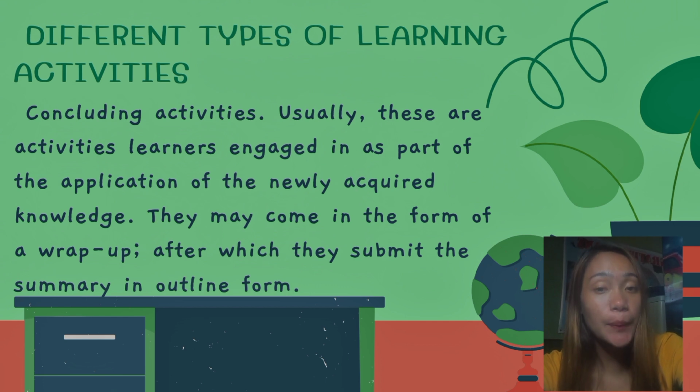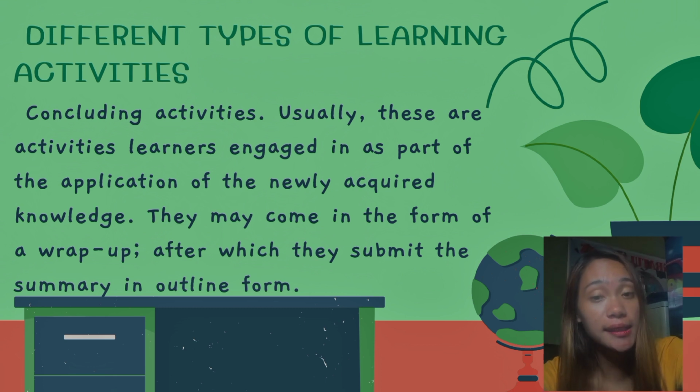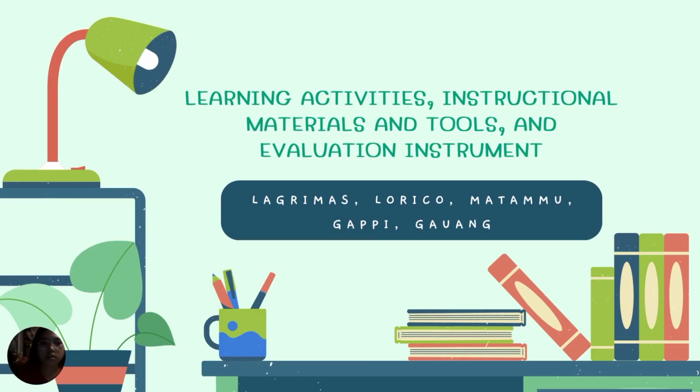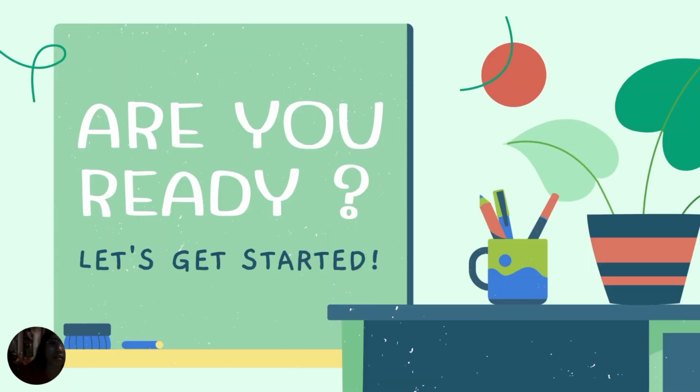Proceeding to the last type of learning activities, which is known as concluding activities. It is where the learner is supposed to engage as part of the application of newly acquired knowledge. Best examples of this are reflection papers of every topic that's been discussed or reflections on reading texts, providing trivias about the lesson.